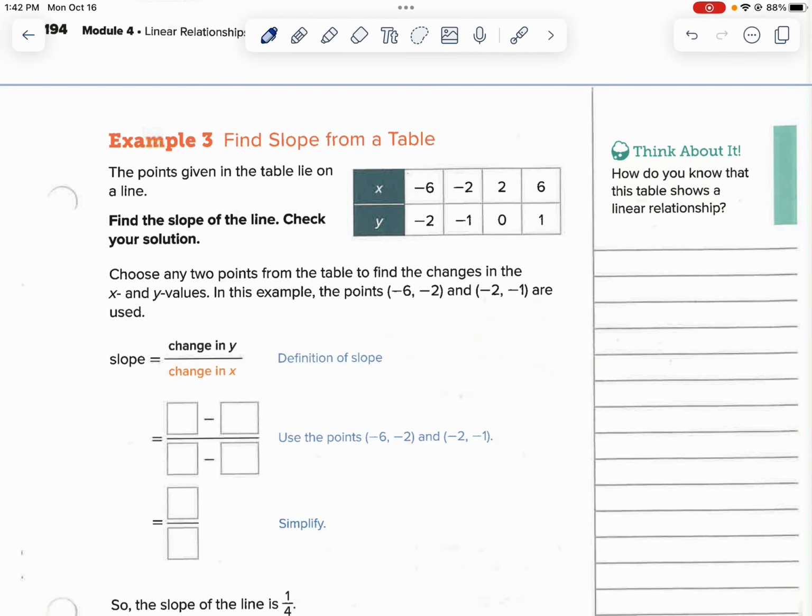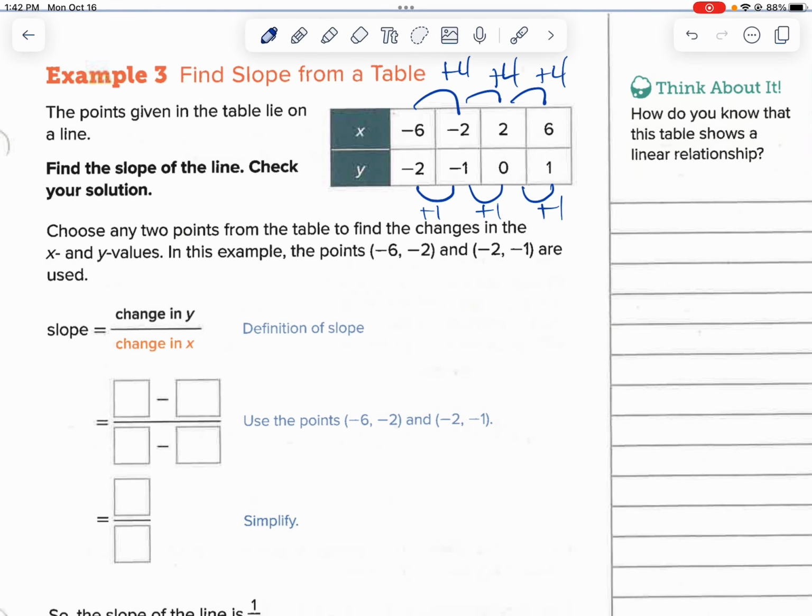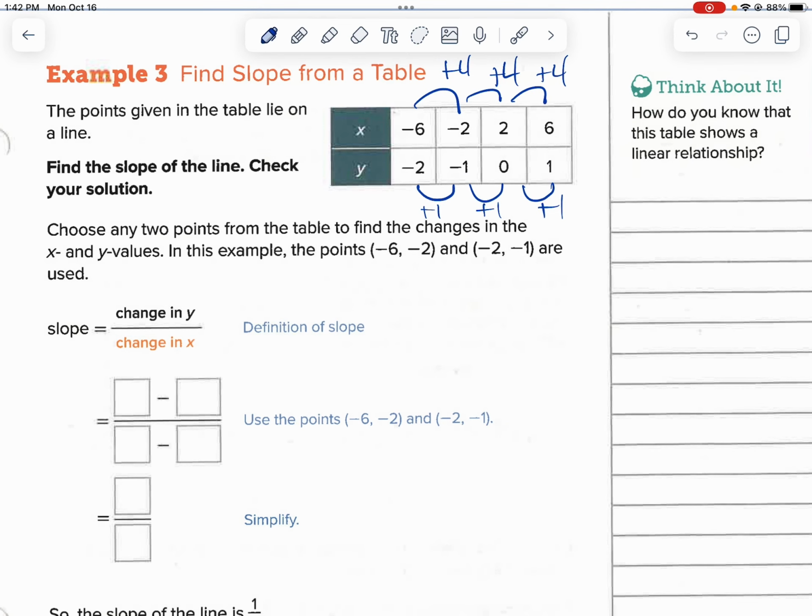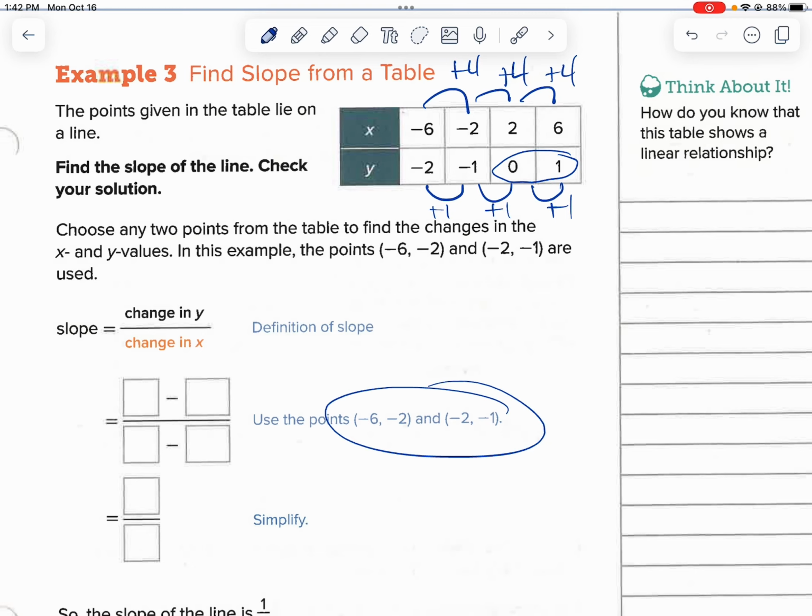Okay, so we do the same thing here. This is going up by 4, up by 4, up by 4. This is going up by 1, up by 1, up by 1. So it wants to know the change in y, so I subtract the y's. You can choose whichever ones you want. I would probably choose these two because they're not negative. Oh, it tells you which ones they want you to use. But we're going to use mine real quick, and then we'll come back to that.